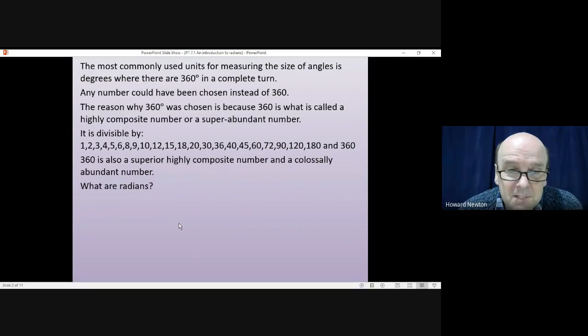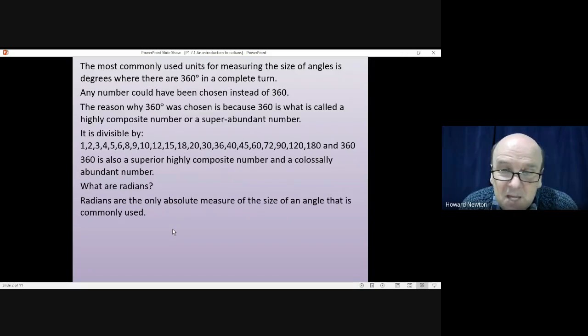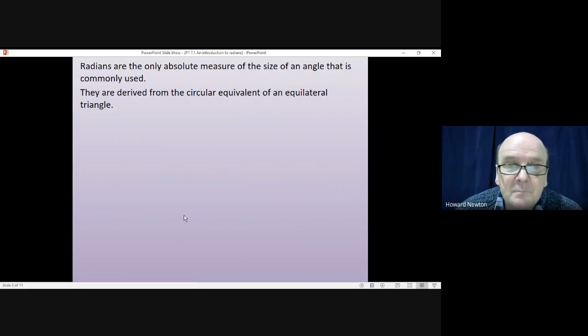But what about radians? What are radians, and where do they come from? Well, radians are the only absolute measure of the size of an angle that is commonly used. 360 was not absolute. It was an arbitrary number chosen just because it was such a useful, helpful number to use. Radians are absolute. Now, in what sense are they absolute?